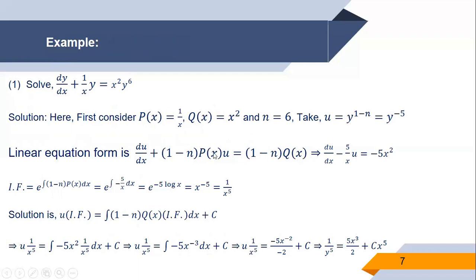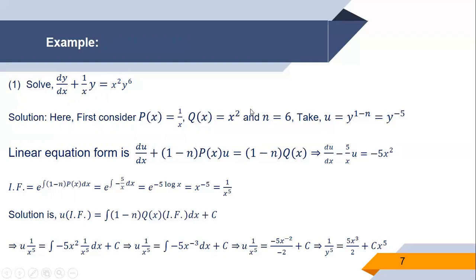That implies du by dx plus (1 minus n) p of x u equals (1 minus n) q of x. So 1 minus 6 is minus 5, and p of x is 1 by x, so minus 5 by x into u, and 1 minus 6 is minus 5, and q of x is x square. So we get this equation, and this equation is indirectly a linear first order equation. So now this is a linear first order equation.